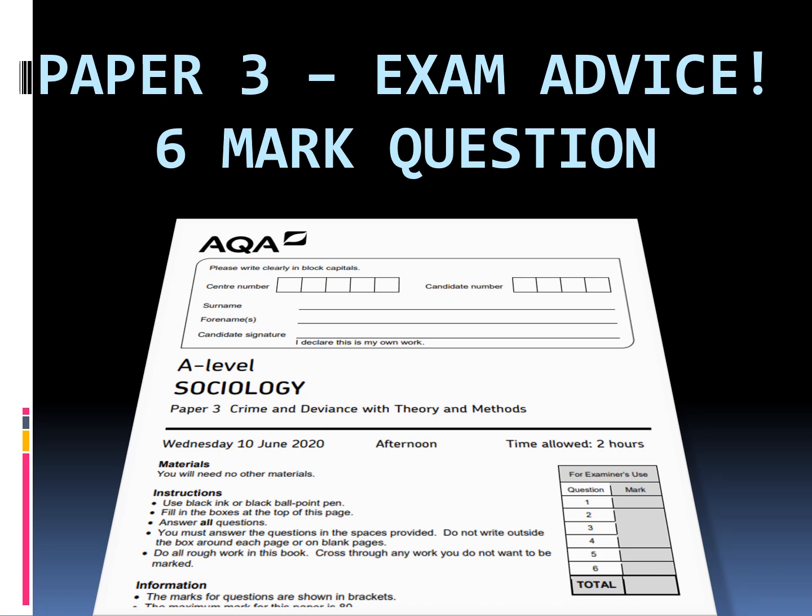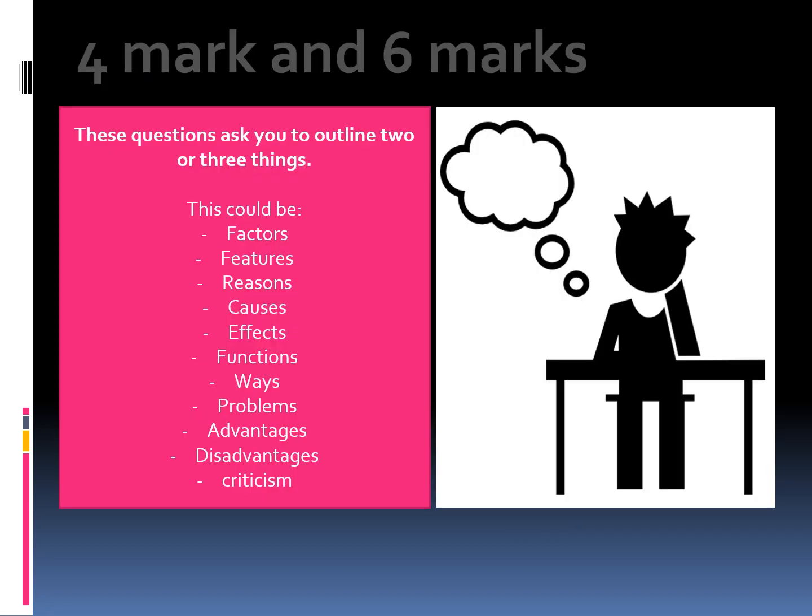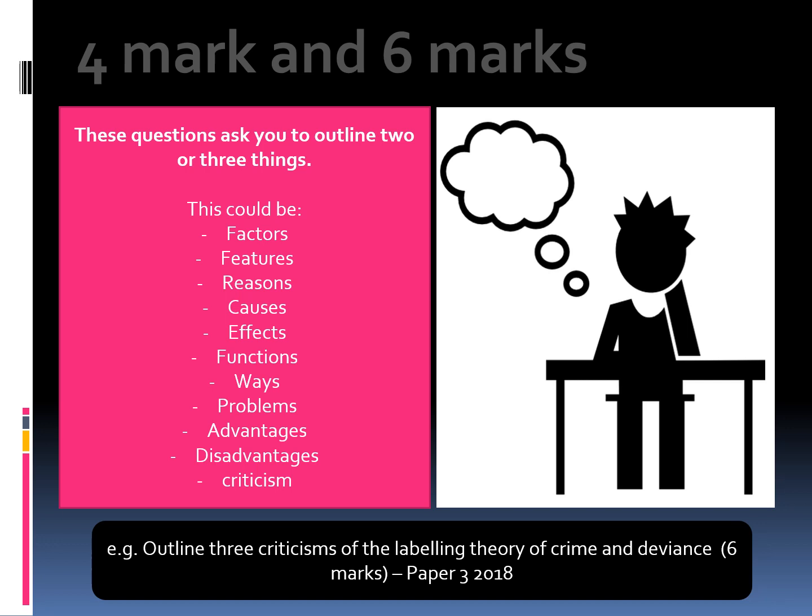Welcome to this tutorial. We are looking at a 6-mark question from paper 3 from the 2020 paper, and this will hopefully give you a little bit more confidence in answering the short questions. So just a reminder, these are 2 short questions on paper 3 and it is a 4 and a 6 marker, and these questions will ask you to outline 2 or 3 things such as factors, reasons, cause, effects, ways and so on. And here is an example of one for you to have a go at: 3 criticisms of labelling theory of crime and deviance, and I've got a video for that and I've popped the link there.